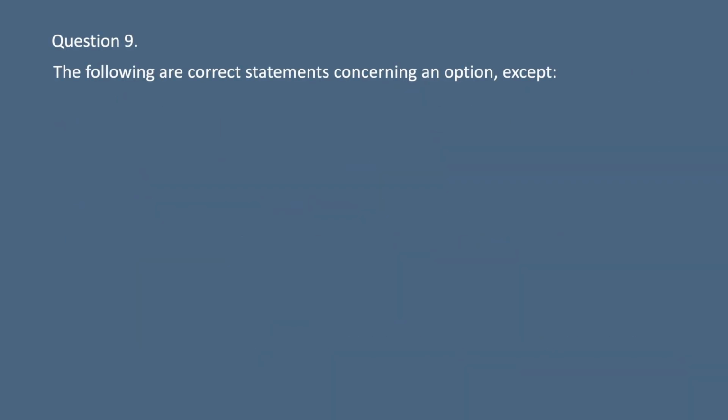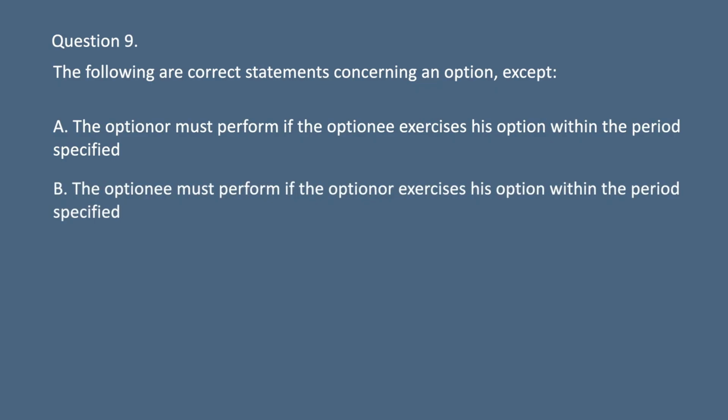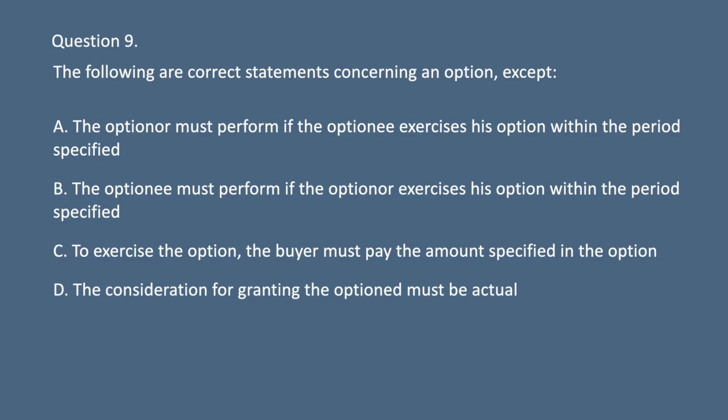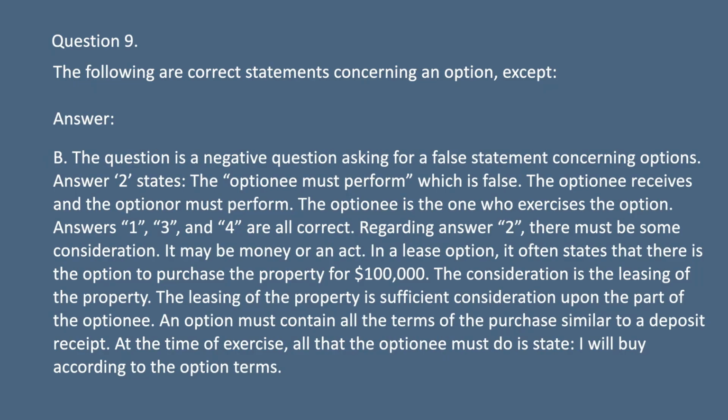Question 9. The following are correct statements concerning an option, except A. The optioner must perform if the optionee exercises his option within the period specified. B. The optionee must perform if the optioner exercises his option within the period specified. C. To exercise the option, the buyer must pay the amount specified in the option. D. The consideration for granting the option must be actual. Answer: B. The question is a negative question asking for a false statement concerning options. Answer B states, the optionee must perform, which is false.